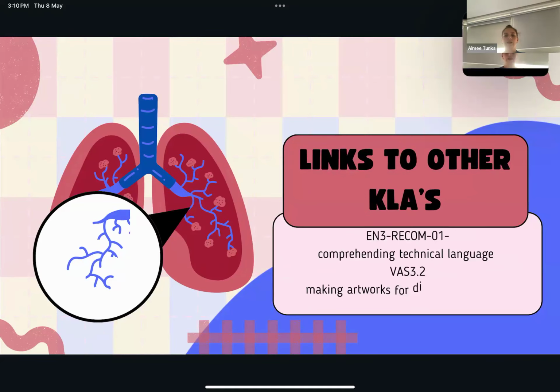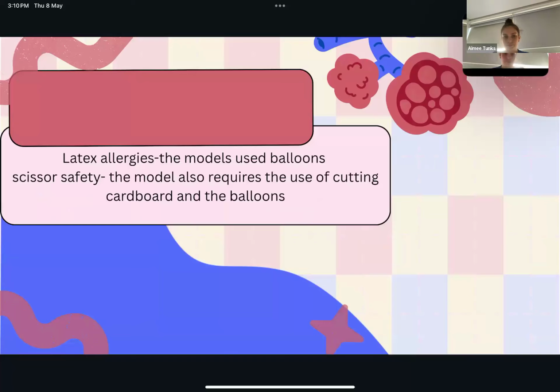Links to other KLAs. It links to EN3 Recom 01, as it talks about comprehending technical language. Again, that's like the trachea and the nose cavity, stuff like that. And then also links to VAS 3.2, as it's talking about making artworks for different audiences and for different purposes.